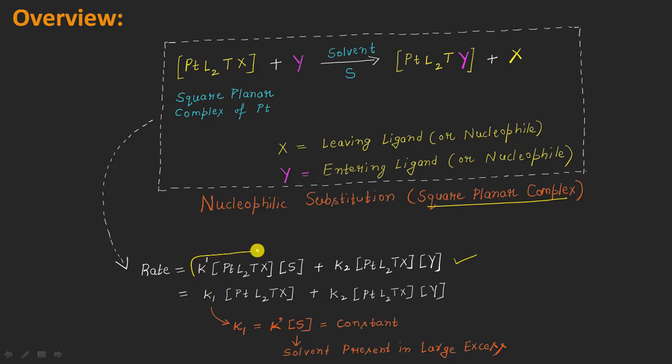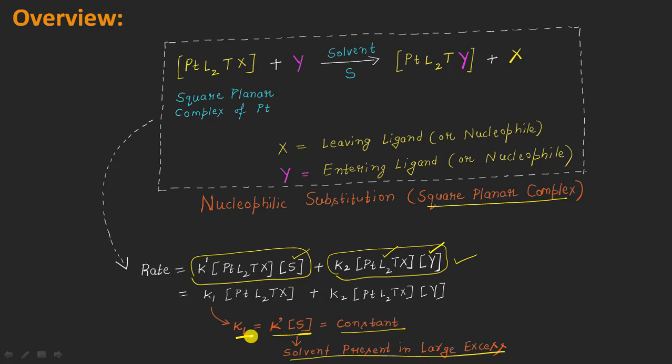This will be the first part of the rate law, which is actually dependent upon the solvent, and this is the second part of the rate law, which is taking into account the concentration of the starting complex as well as that of the entering ligand, right? And moreover, we have also seen in our previous lecture that the K dash multiplied by the concentration of the solvent, which is actually present in very large excess and is also a constant thing. So the product of this K dash and S will come out to be constant, and in place of this K dash and this S here, we can write it as the K1 value, right? So this was the overall rate law equation for such kind of nucleophilic substitution reaction.